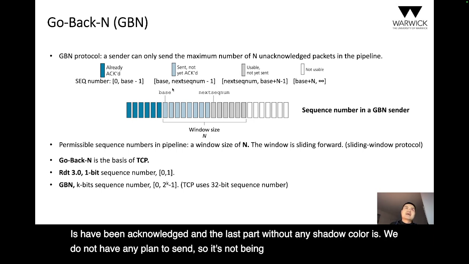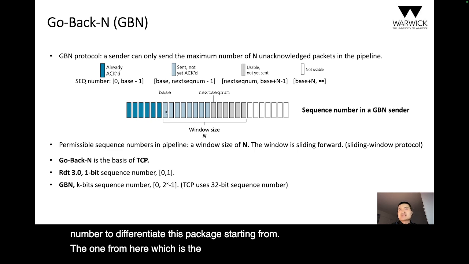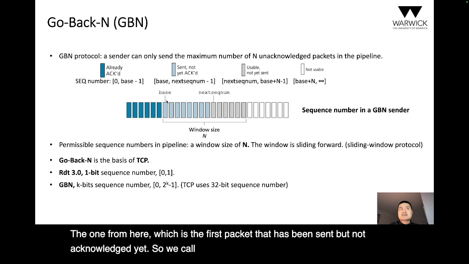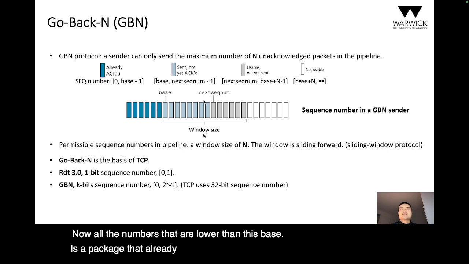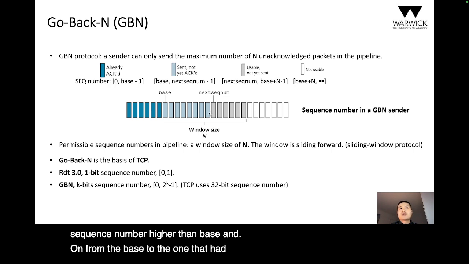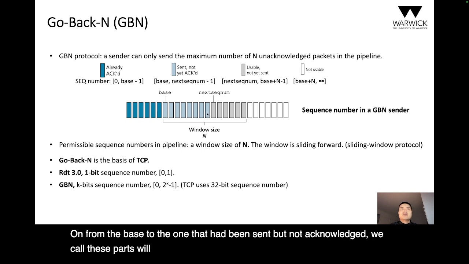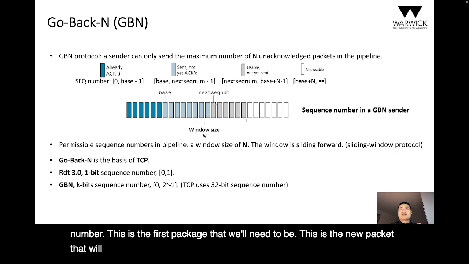And the last part, without any shadow color, is packets we do not plan to send, so it's not usable. We can use a number to differentiate these packets, starting from here, which is the first packet that has been sent but not acknowledged yet. We call this the base. All the numbers lower than this base are packets already acknowledged. We are more interested in the sequence numbers higher than base. From the base to the ones that have been sent but not acknowledged, we call these packets in flight. And the next sequence number is the new packet that will be sent next.